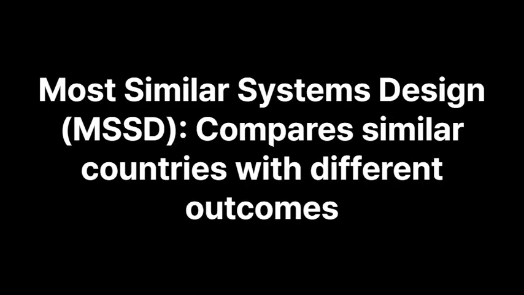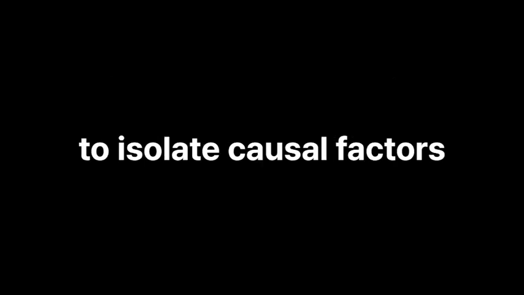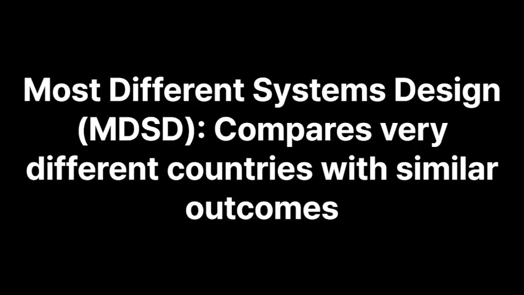3.3. Most similar and most different systems designs. Most similar systems design, MSSD, compares similar countries with different outcomes to isolate causal factors. Most different systems design, MDSD, compares very different countries with similar outcomes to identify shared causes.